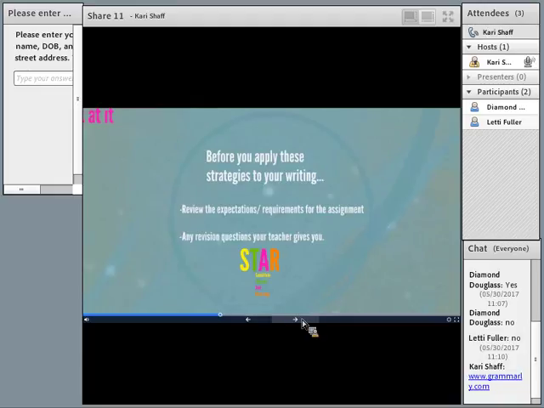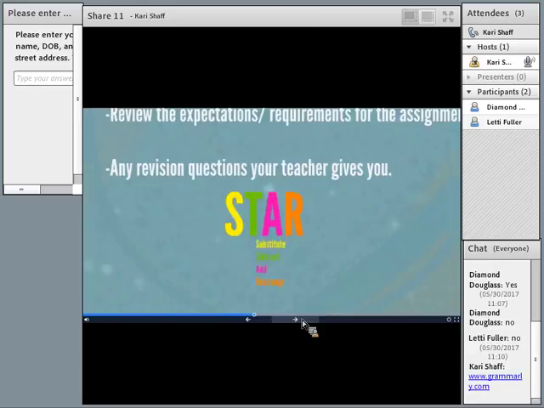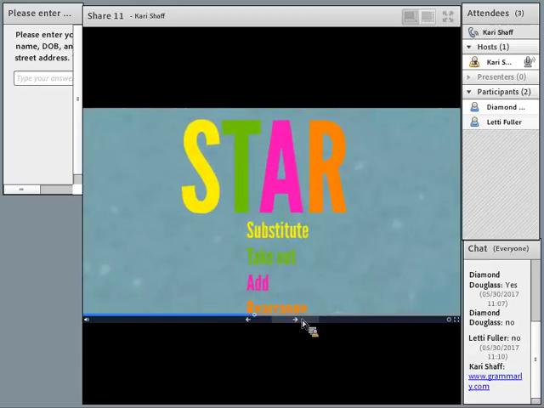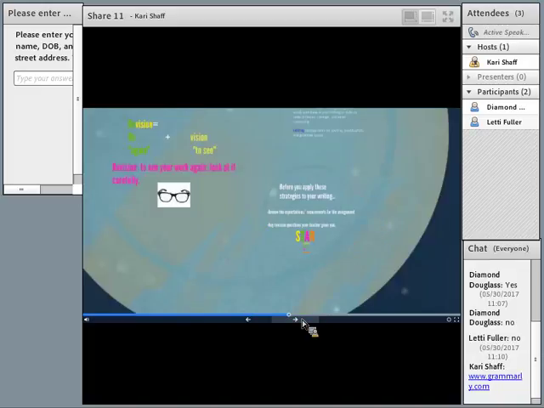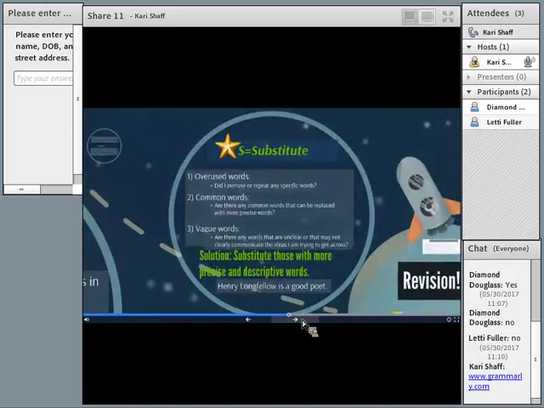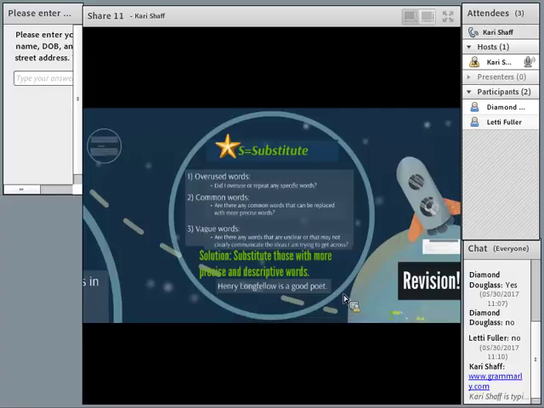So let's talk about the STAR revision. STAR: substitute, as in arms, take out, add, and rearrange. Substitute. Did you overuse words? Are there common words that you could replace with something more precise? Nothing wrong with dictionary.com or thesaurus.com. I do love thesaurus.com. Did I spell that right? Yes, I think so.